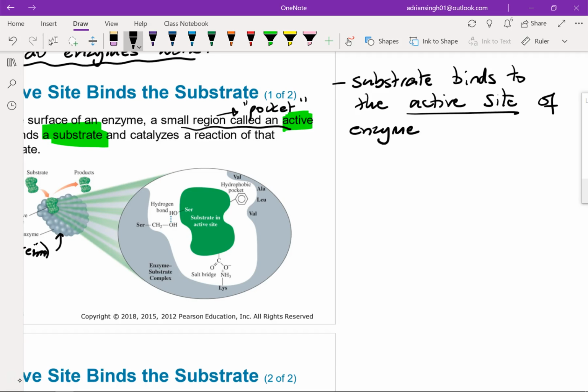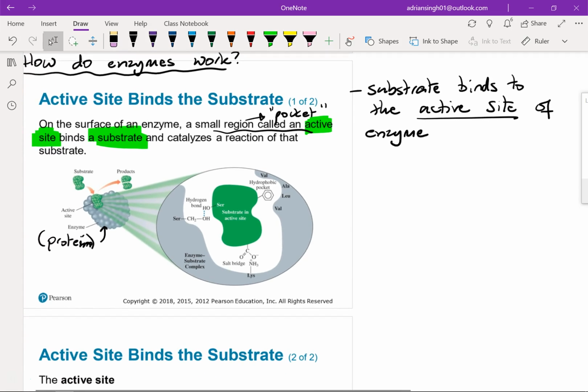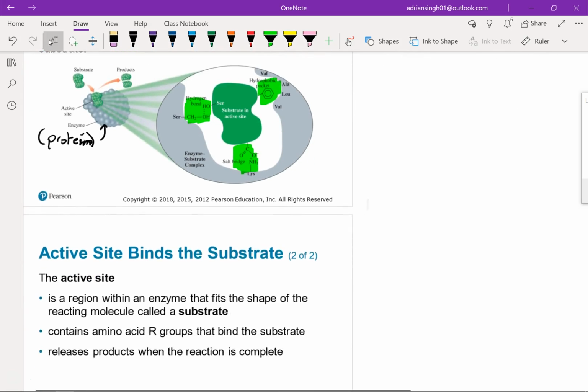And then, how is the substrate able to stay in that active site, right? Why doesn't it just fall off? Well, it's actually held in place by some of those same interactions we've talked about before. It can be hydrogen bonded to some of the amino acid R groups. It can have some salt bridges to some of the other R groups. It can form some hydrophobic interactions, right? So there are reasons why your substrate actually stays in the active site and doesn't fall off. So the active site, a little pocket where the substrate is actually able to bind to.